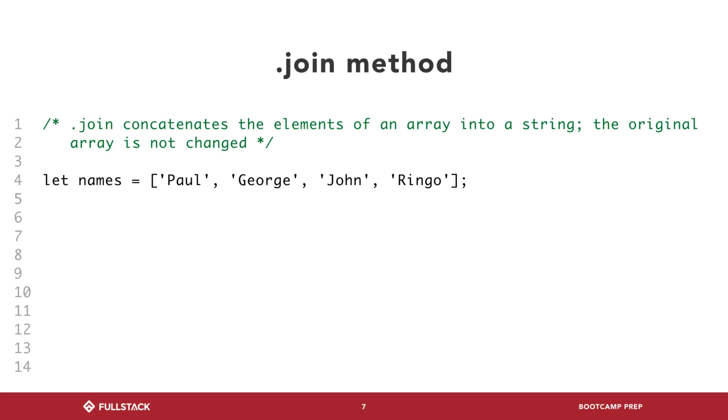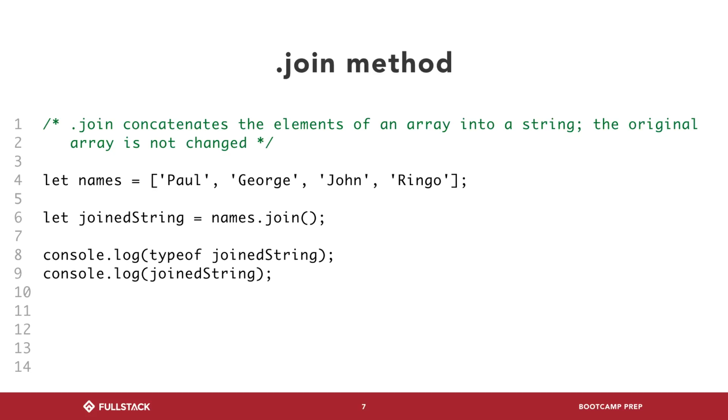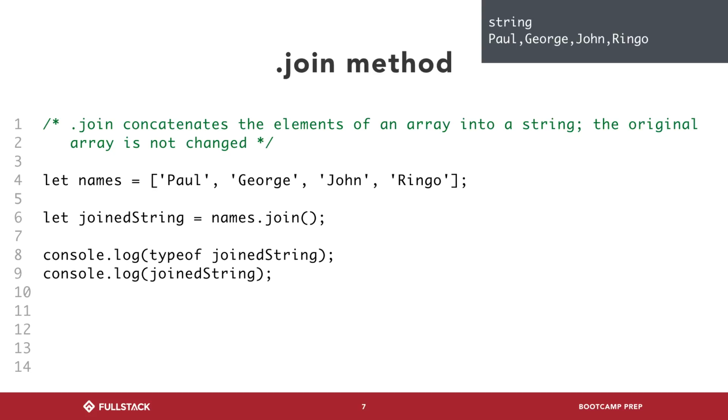So if I have something like Paul, George, John, Ringo, and I do names.join, I get this: Paul,George,John,Ringo. What the join function does is really useful. Usually people use it as a final step. Say I have an array of these different things and I want to put it in a nice user-friendly manner. I then use the join function, and it outputs one list string.